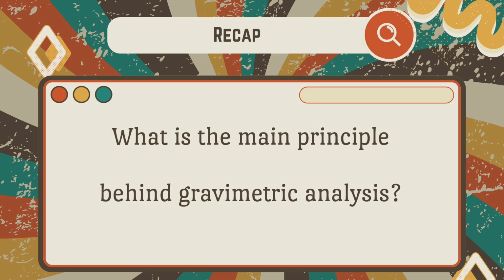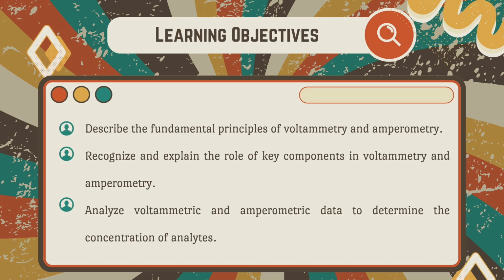So, now, we're going to talk about the objective of our lesson. At the end of this session, the students, which is you guys, are expected to describe the fundamental principles of voltammetry and amperometry, recognize and explain the role of key concepts in voltammetry and amperometry, and lastly, analyze voltammetric and amperometric data to determine the concentration of analytes.